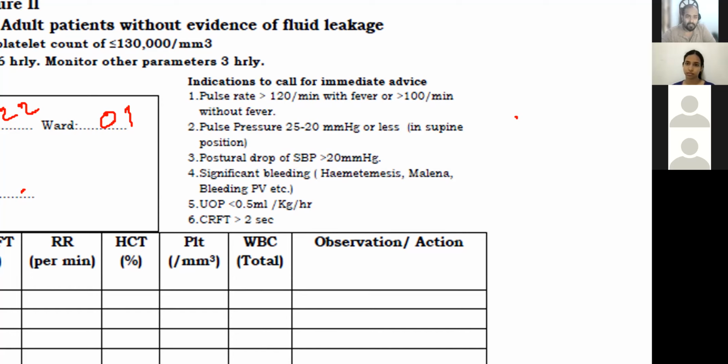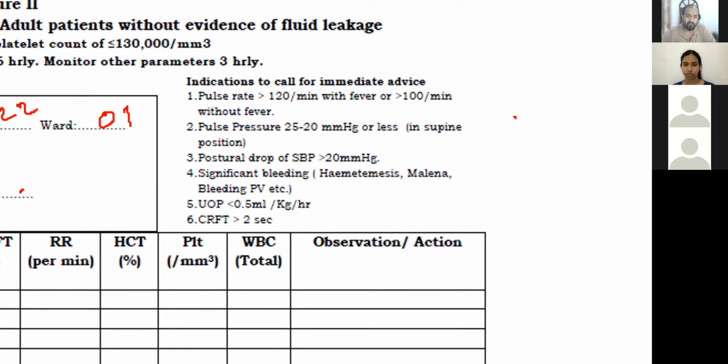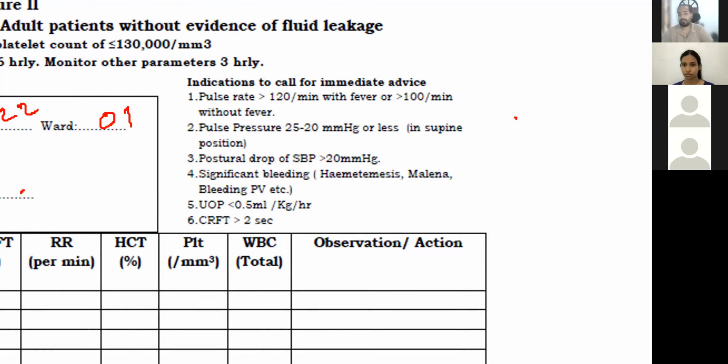Next, pulse pressure 25 to 20 or less in supine position. If the pulse pressure starts to become narrow, you don't wait until it goes to 20. When it goes to 20, it is called a compensated shock. So before that, you need to detect. If the pulse pressure is starting to become narrow, like 25, you need to be alert, because it could be due to leaking.